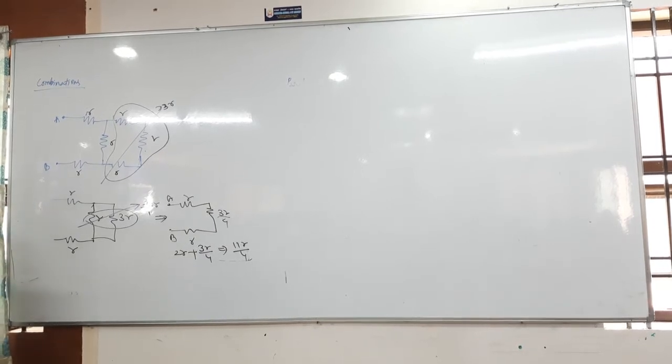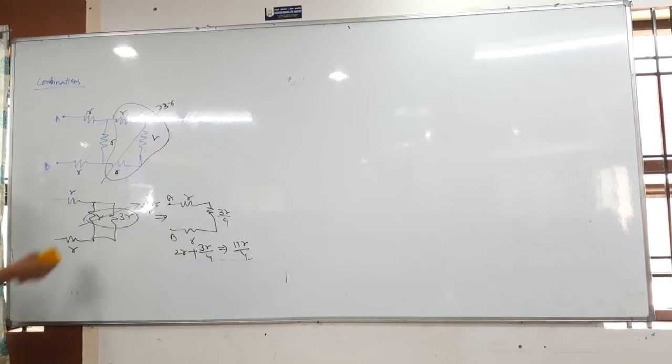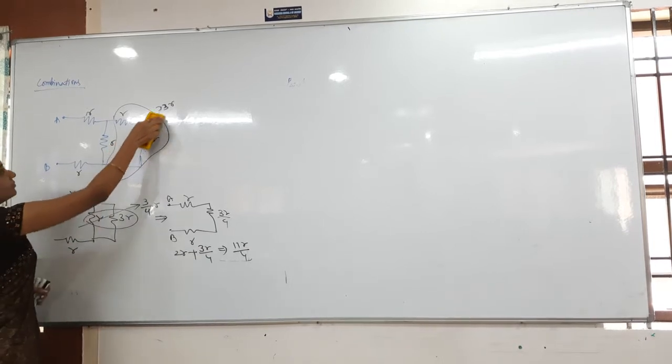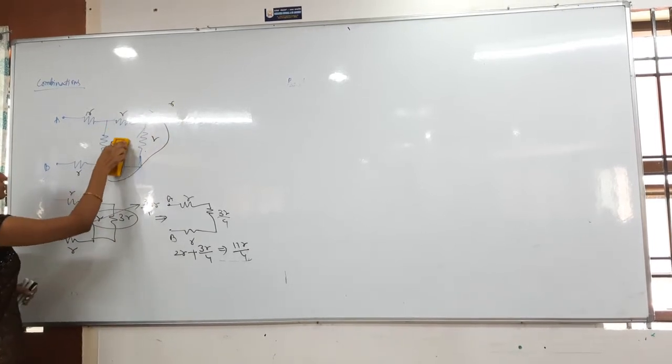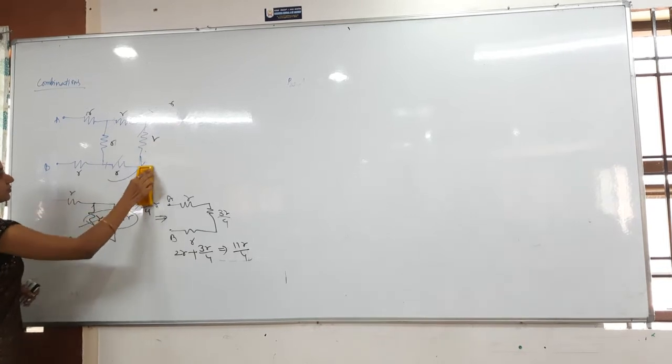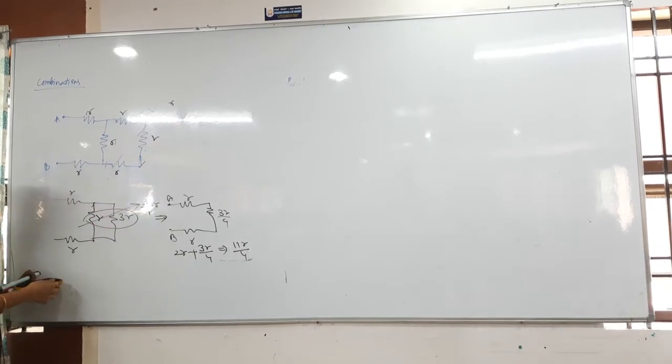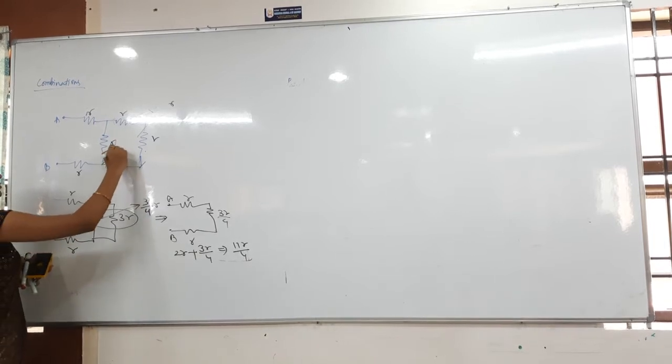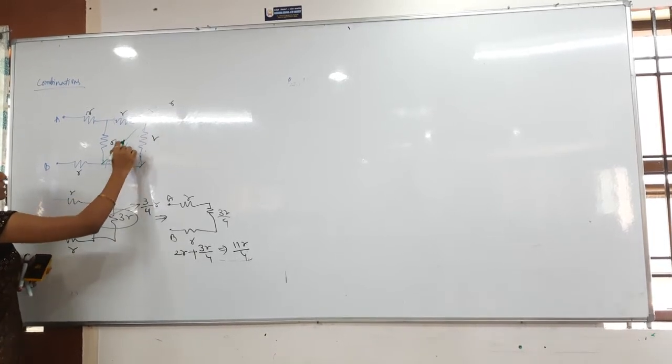It's done. Next problem. Next type of problem. Now extra resistor here. That is also R only.